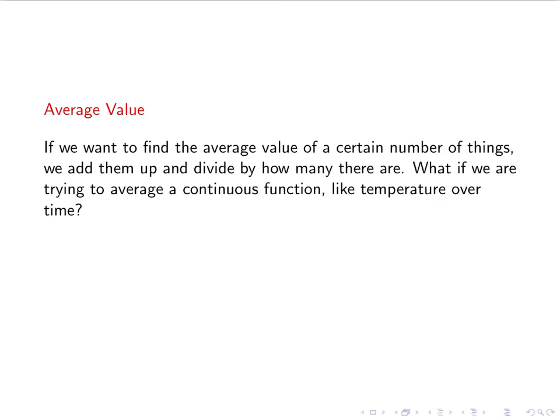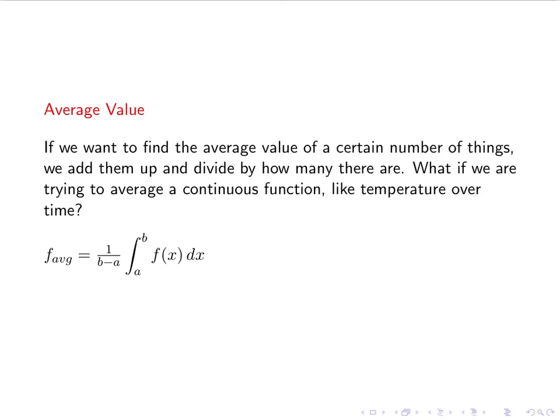But if I want to find the true average over something that's changing continuously, we're going to involve an integral. The integral is fairly straightforward. We take the integral of the function, so the integral from a to b of f of x dx, and then we divide it by the length of the interval. So we multiply by 1 over b minus a.